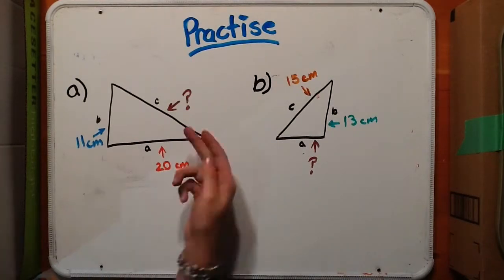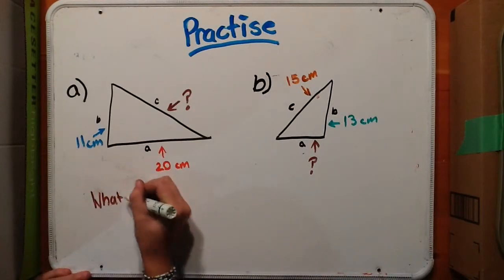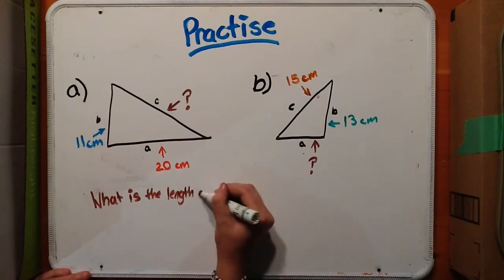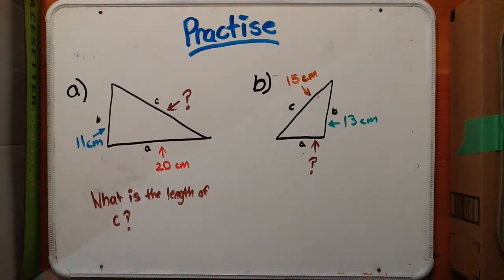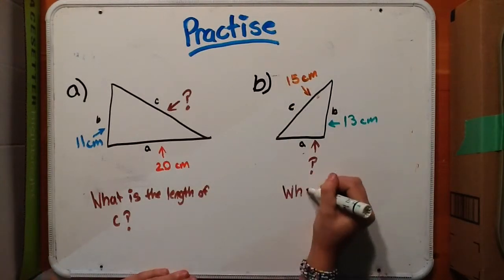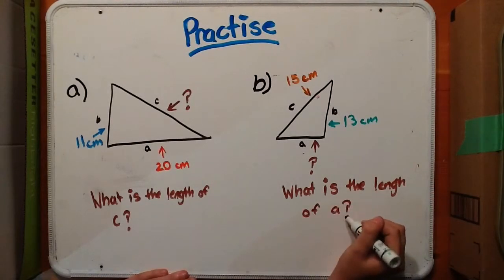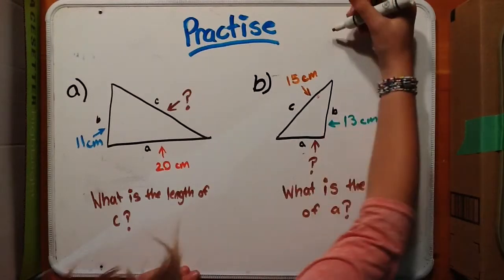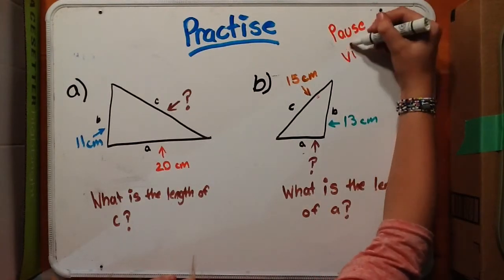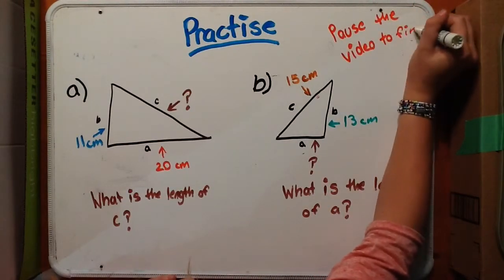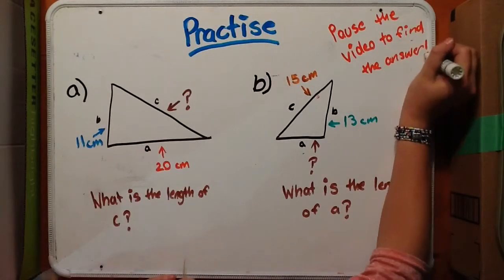So on A, you have 20 centimeters and 11 centimeters as legs. And you're going to try to figure out what C is. So what is the length of C? For B, you have a leg that's 13 and the hypotenuse, which is 15. So your question is going to be, what is the length of A? So please, I encourage you to pause this video to figure out the answer.